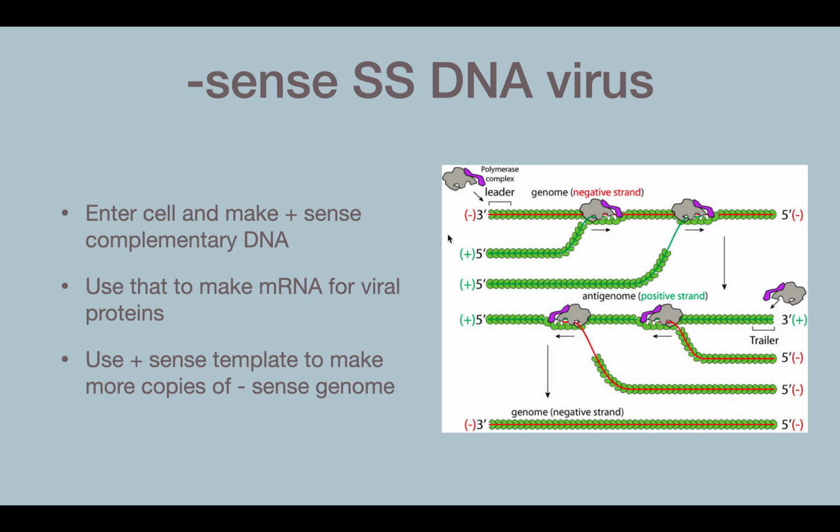Negative single-stranded DNA viruses are going to enter the cell, and using the host DNA polymerase, it's going to make positive sense complementary DNA. So the positive sense, remember, attaches to the ribosome, so that is going to be used to make the mRNA for the viral proteins. The positive strand is also used to make more copies of the negative sense genome. So that's the point of the entire virus, to make its own viral proteins and to replicate its genome.